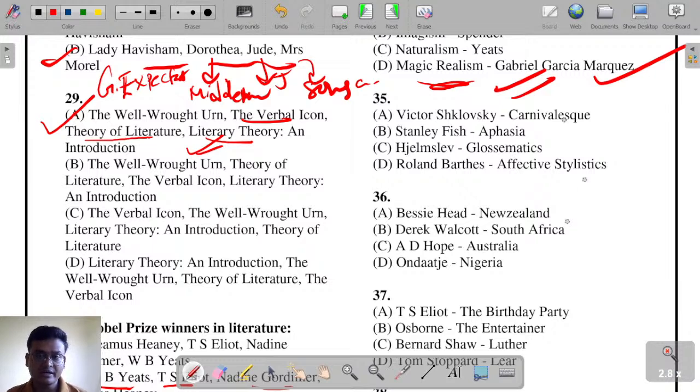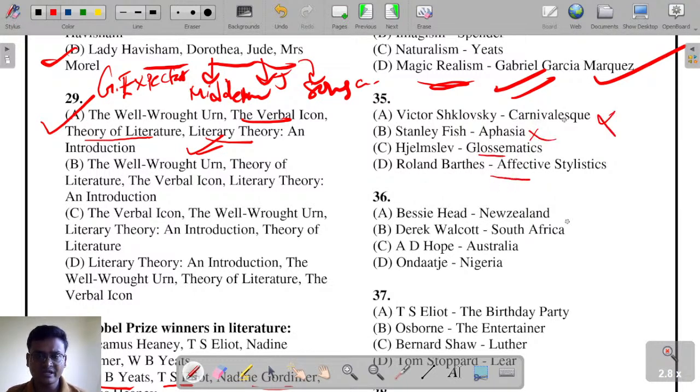Victor Shklovsky, Carnivalesque. Carnivalesque is not Victor Shklovsky's; Carnivalesque is by Bakhtin. Stanley Fish, Aphasia? No, that is also wrong. Stanley Fish is actually the reader response theorist probably. So this one is wrong.